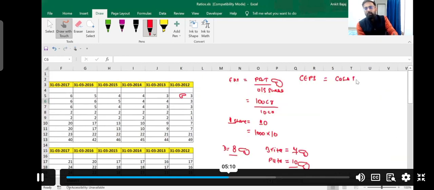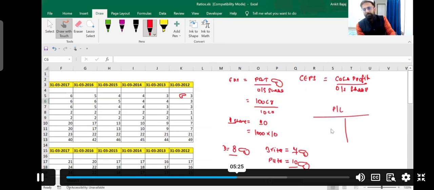Now, cash profit divided by outstanding shares. How will we calculate the cash profit? You know that when we prepare the profit and loss account, we also record non-cash expenses. What are those non-cash expenses?